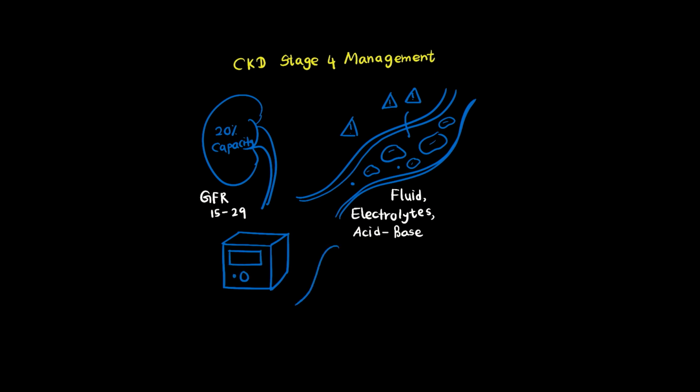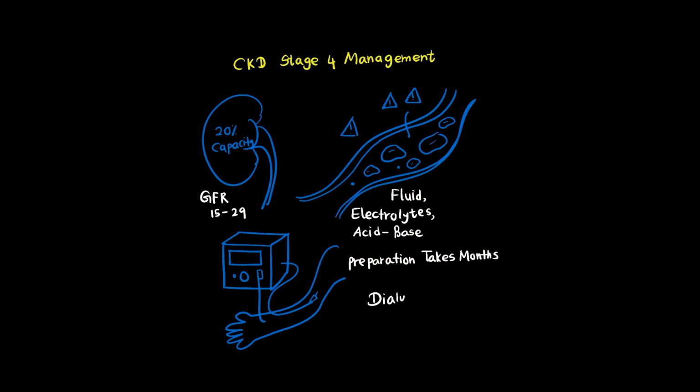Dialysis preparation must begin immediately; creating vascular access for hemodialysis or training for peritoneal dialysis takes months. Transplant evaluation should start simultaneously. Waiting until stage 5 leaves insufficient time for proper preparation. Forcing emergency dialysis starts with temporary catheters and higher complication rates. The correct answer is dialysis preparation, because stage 4 CKD requires immediate planning for renal replacement therapy before reaching end-stage disease.